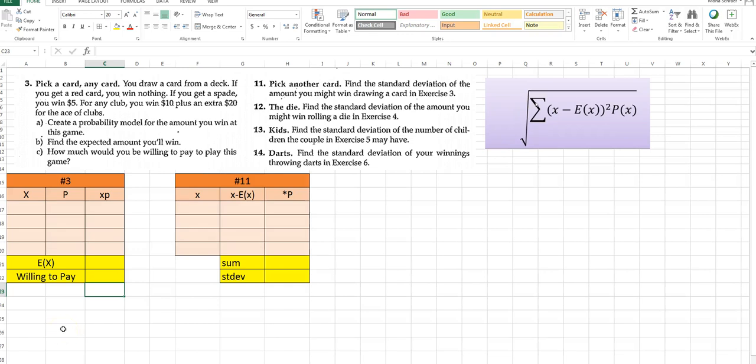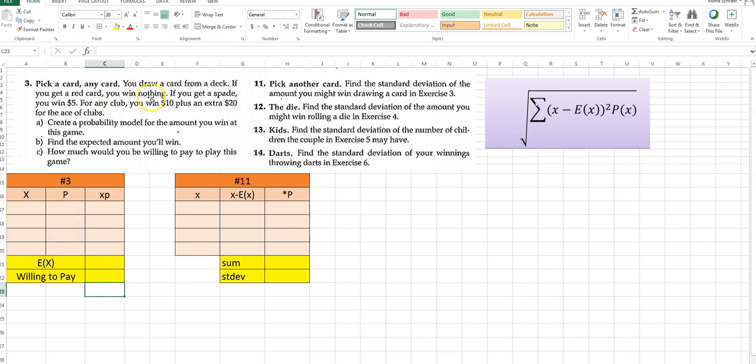So let's go over how to do expected value and the standard deviation for expected value on Excel. What we're going to do is first build a probability model. So let's look at number 3. This will be our example problem here. Part A says create a probability model. Well, the probability model is this entire table that then gives you that expected value answer.